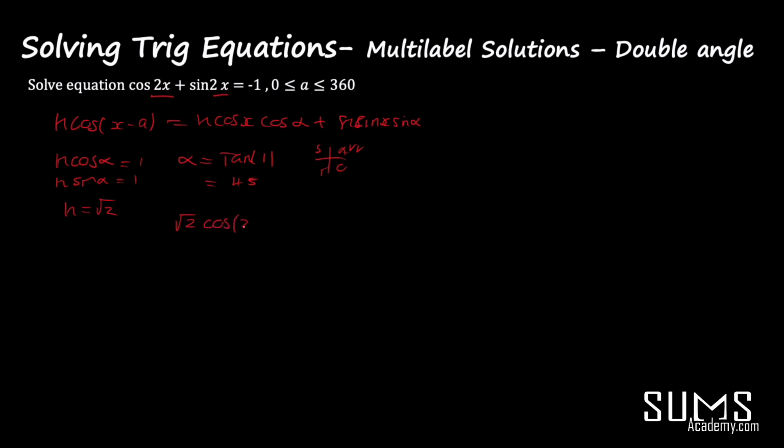So that leaves us with √2 cos(2x, remember the 2x, minus 45) equal to -1. So we have this here now, right? So what we're going to do here is think about the quadrants again. For this term, we'll bring the √2 over first for simplicity's sake. So cos(2x minus 45) is equal to -1 over √2.